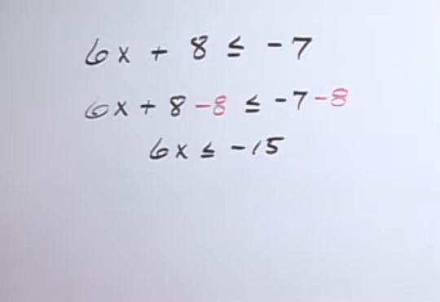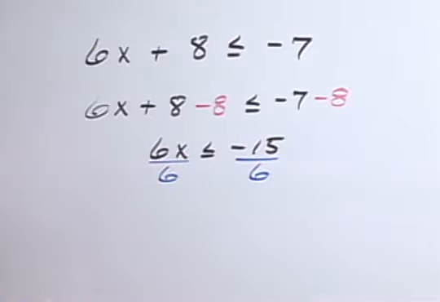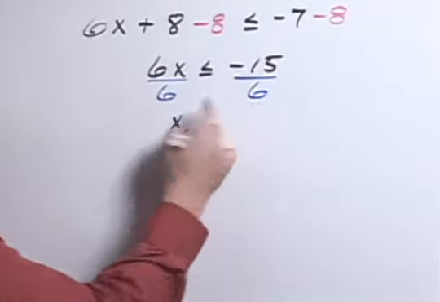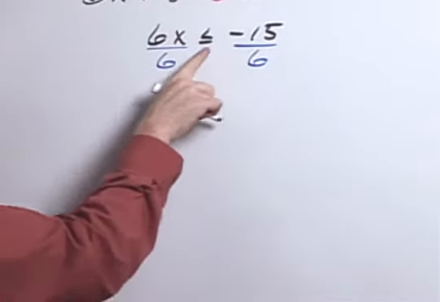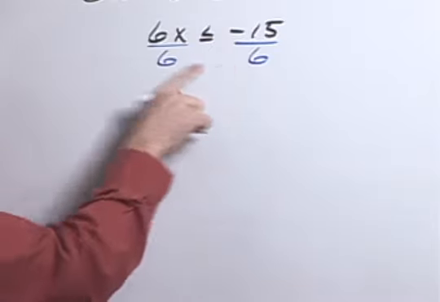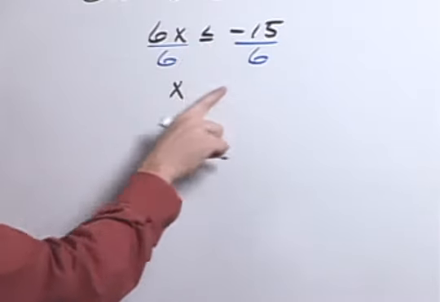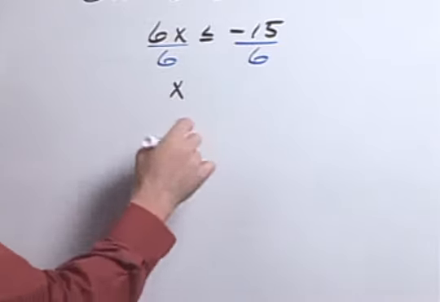To get rid of that 6, the opposite of multiplying by 6 would be to divide both sides by 6. So we'd have x is, I want to pause right here because I need to be careful of that sign. Remember, when we multiply or divide, if I multiply or divide by a positive, the inequality sign will remain the same. A negative, I'd want to change it.